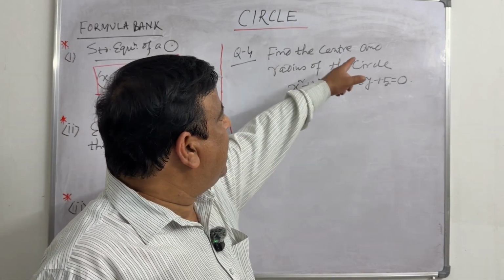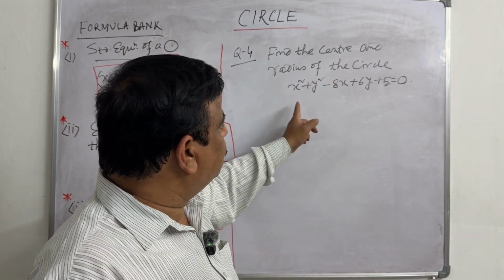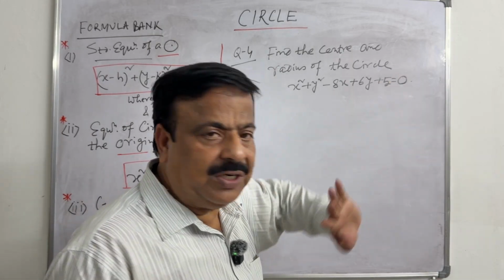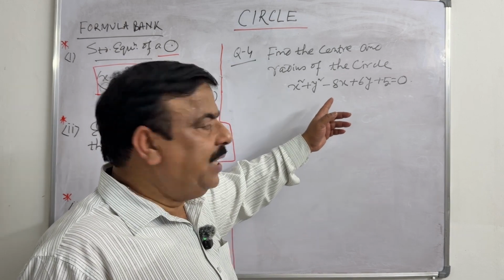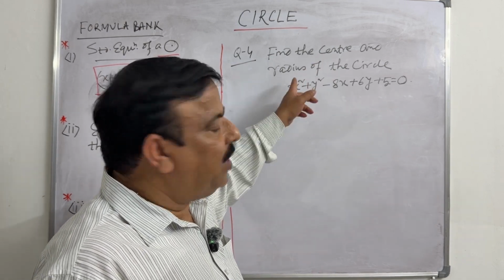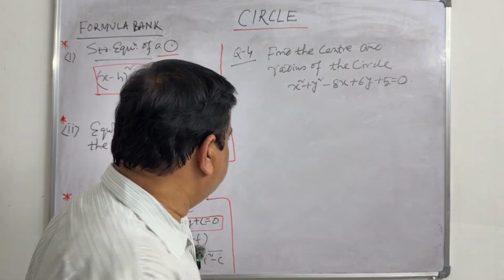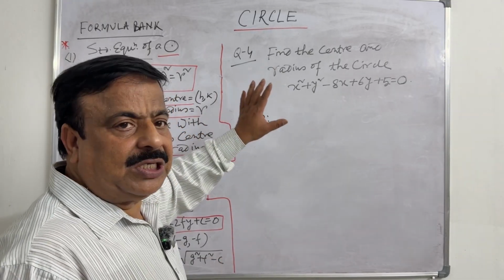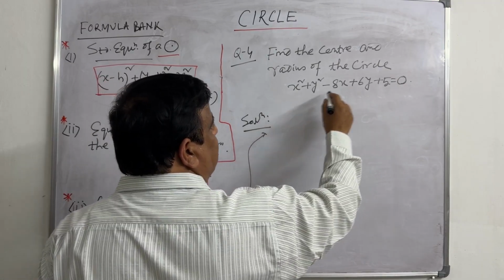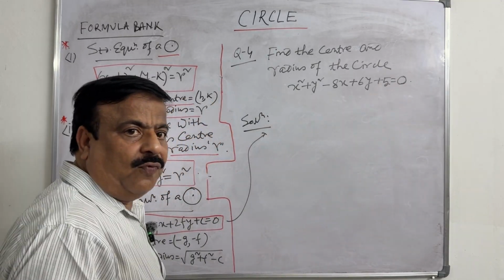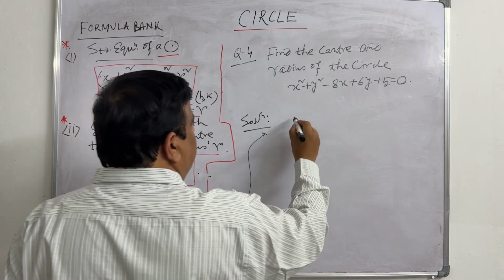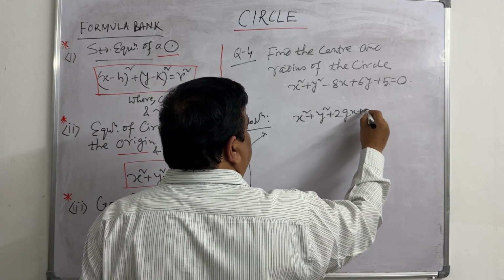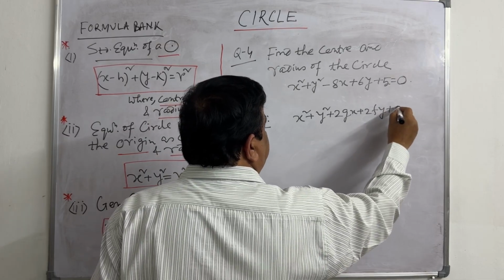Find the center and radius of the circle x square plus y square minus 8x minus 6y plus 5 is equal to 0. एक सर्कल का इक्वेशन दिया है, इससे इसका सेंटर और रेडियस फाइंड आउट करना है. So what is the solution? We have already learnt about the general equation of any circle. Obviously this given equation is in the form of the general equation of the circle x square plus y square plus 2gx plus 2fy plus c is equal to 0.